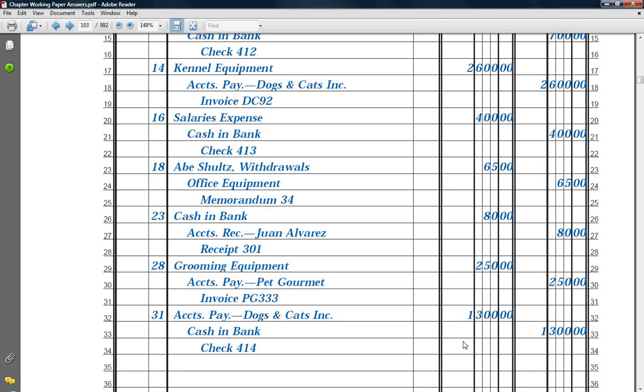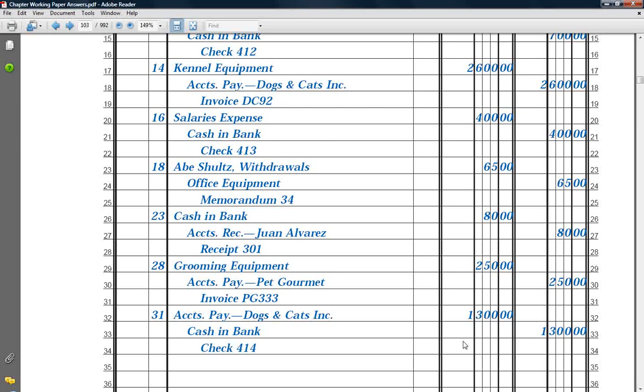On the 23rd, we received cash. Why did we receive that cash? Because Juan Alvarez paid us back. So it's received cash on account. I received cash. The key is there. I'm debiting cash in bank, an increase of the asset of $80. Juan Alvarez no longer owes us that $80, so the way to decrease the asset is with a credit. In this case, accounts receivable Juan Alvarez is credited for $80, and it's our receipt 301. Debit cash in bank $80, credit accounts receivable Juan Alvarez $80, and receipt 301 is the source document.